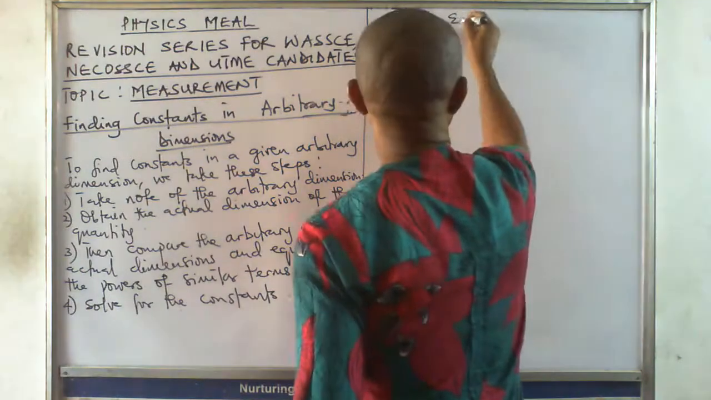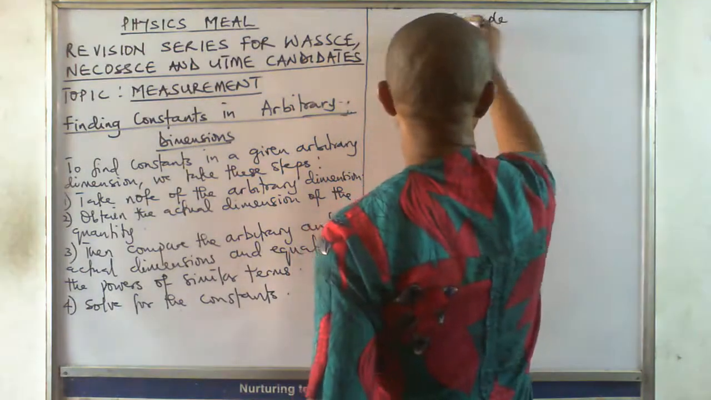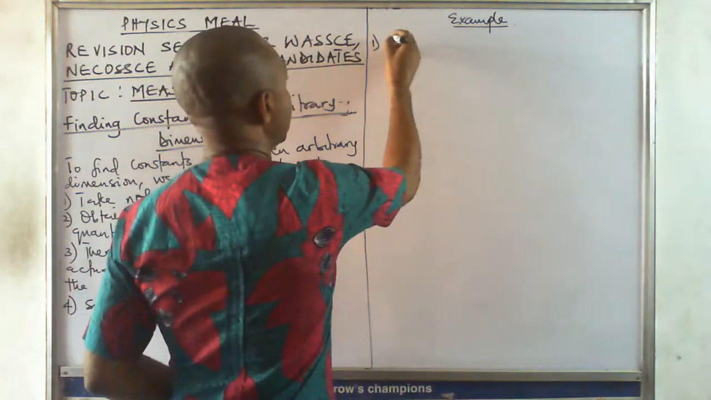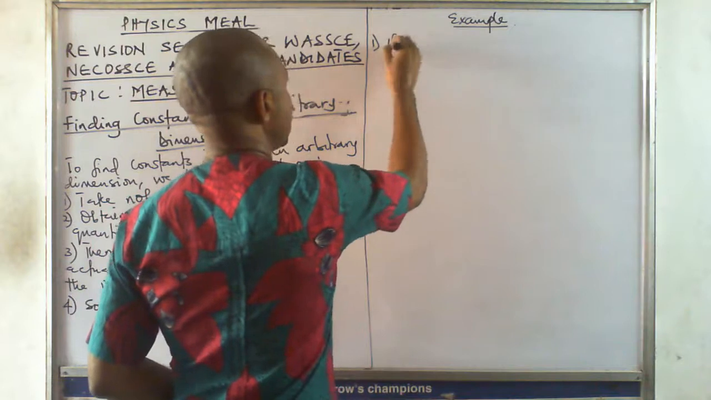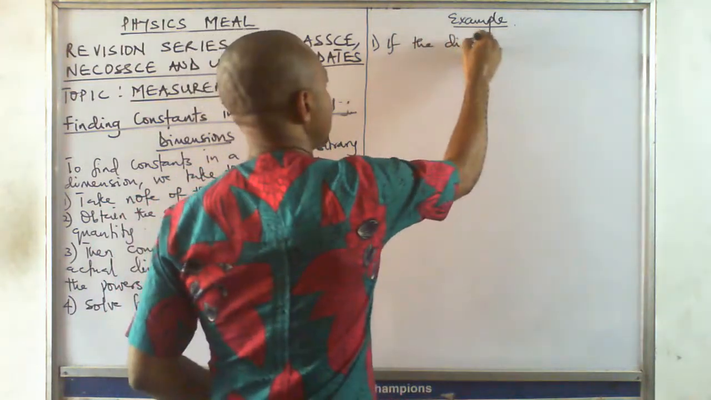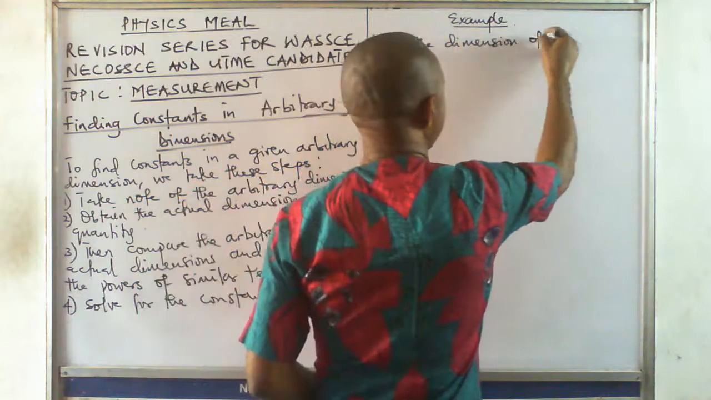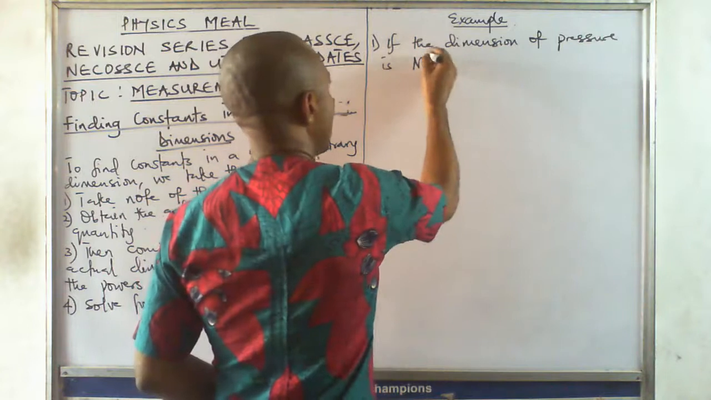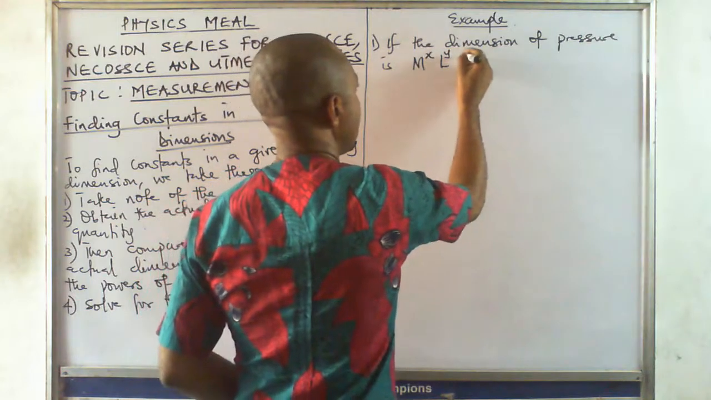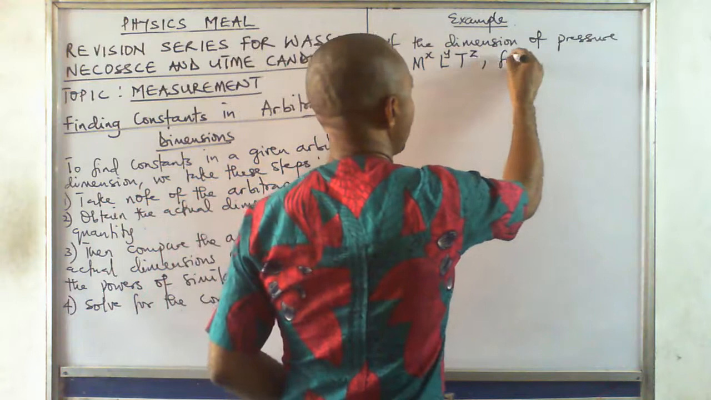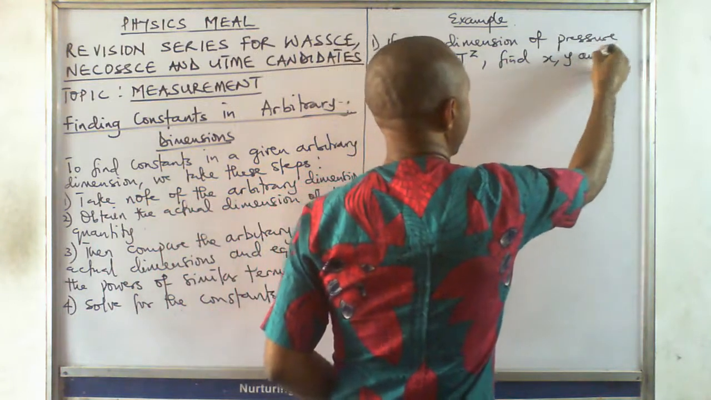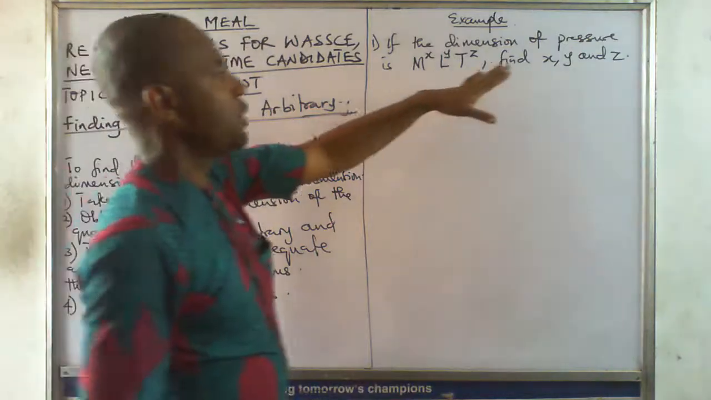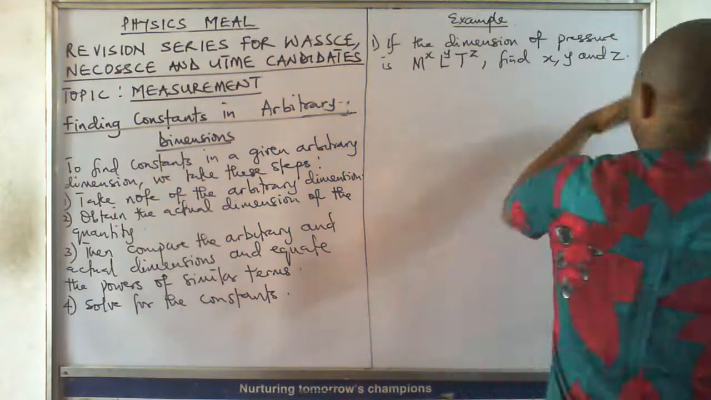Let's take a quick example. If maybe we have this one, if the dimension of pressure is M to power x, L to power y, and T to power z, find x, y, and z. If the dimension of pressure is this, find x, y, and z.